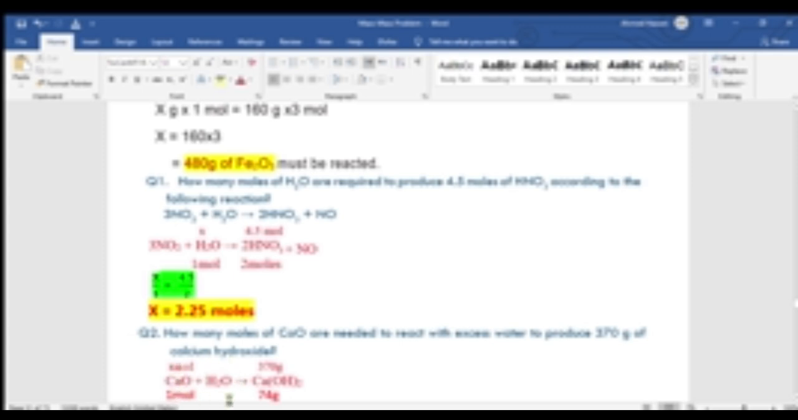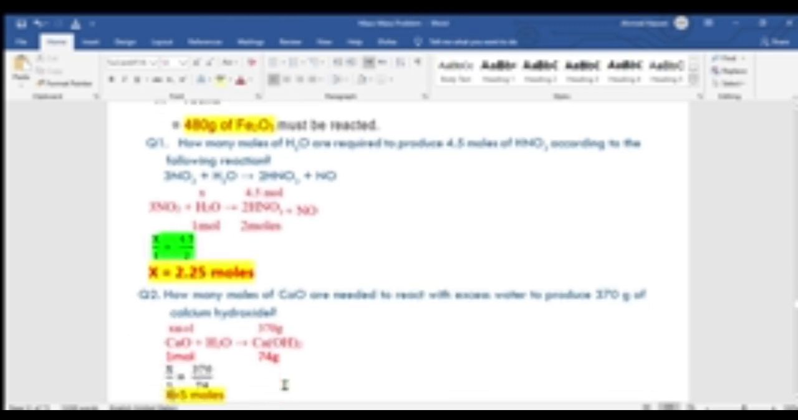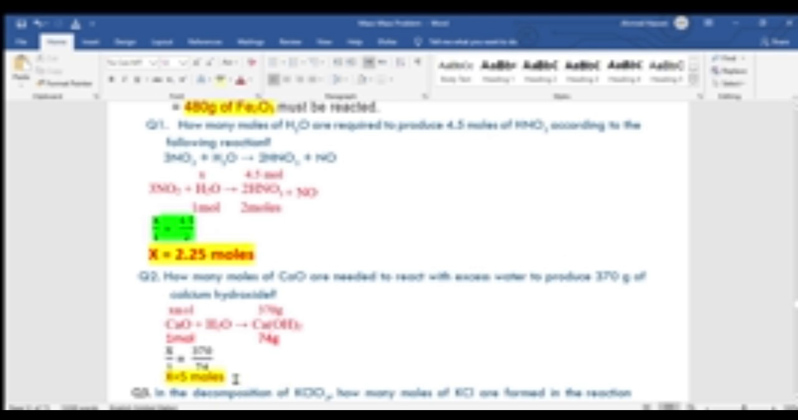Therefore, x over 1 is equal to 370 over 74. 370 over 74 is equal to 5. Therefore, the number of moles of calcium oxide needed to react with excess water to produce this much calcium hydroxide is equal to 5 moles.